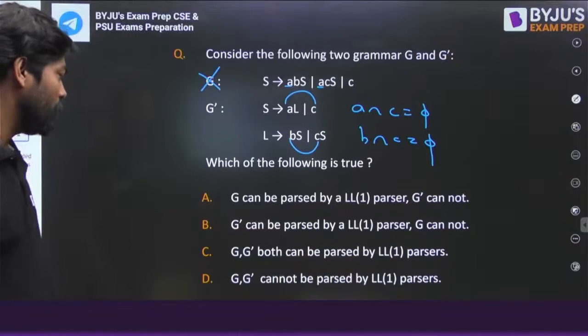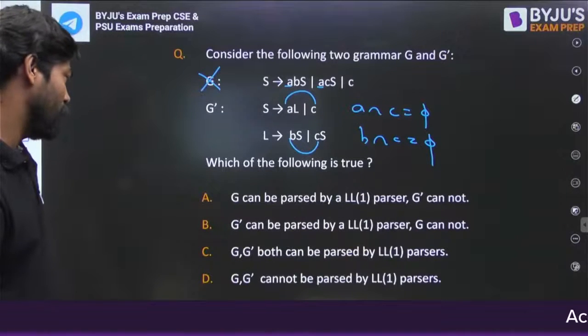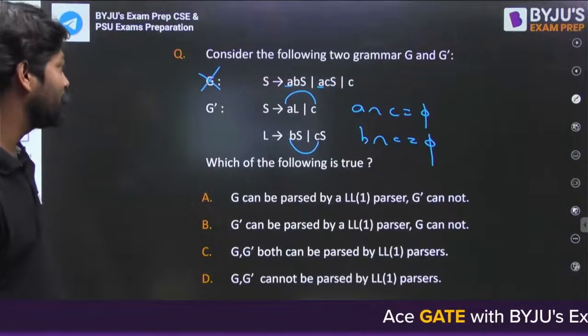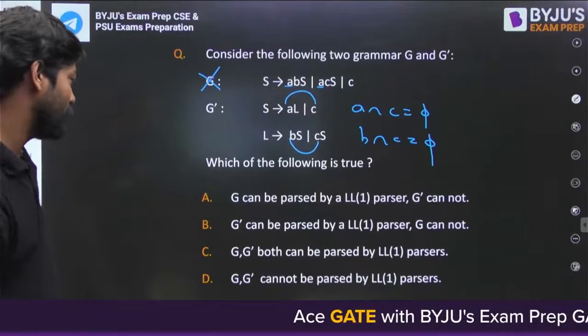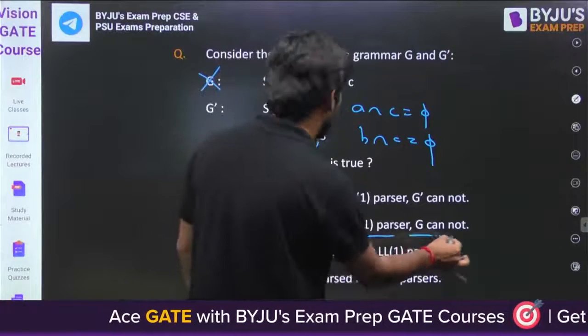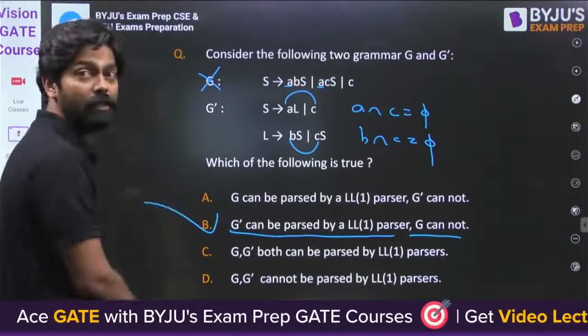So the answer will be what? G cannot be parsed with LL1, but G dash can be parsed by LL1 parser, but G cannot. Yes. So this is the answer. B is the right answer for this one.